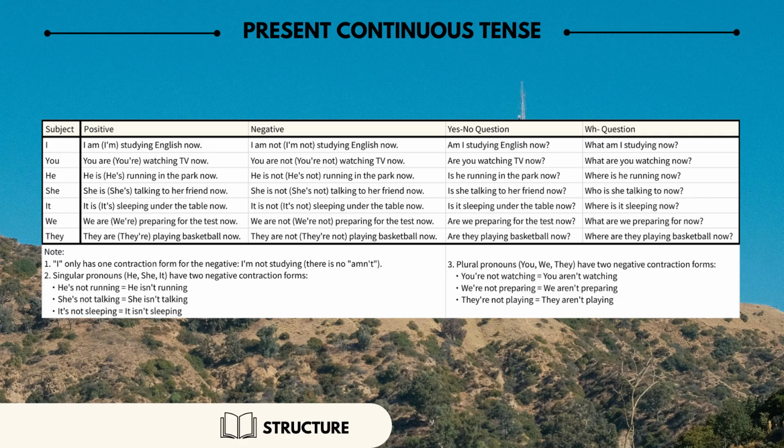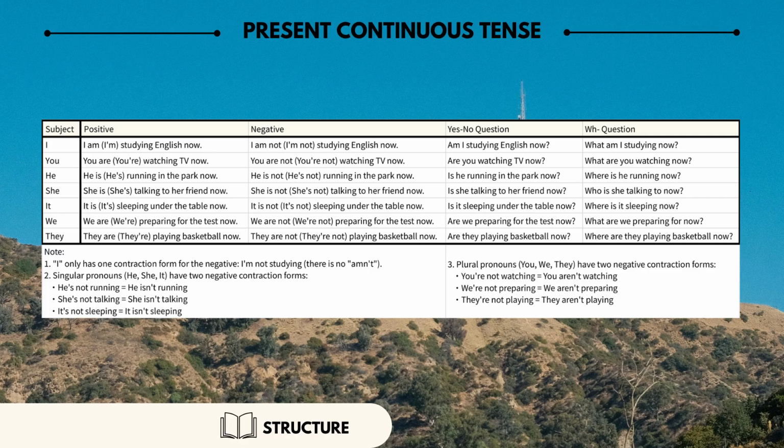Second, for he, she, it, we have two natural negative forms. He's not running. He isn't running. She's not talking. She isn't talking. It's not sleeping. It isn't sleeping. Both are correct and commonly used.